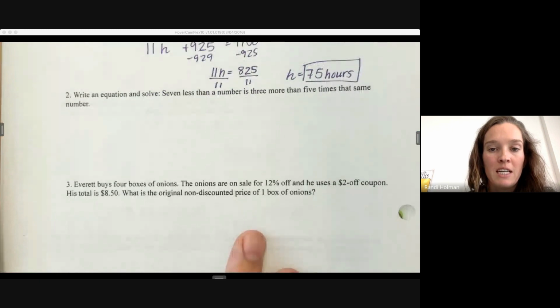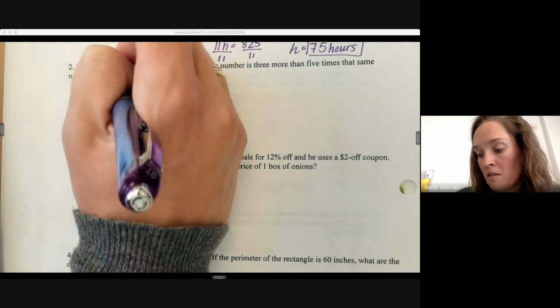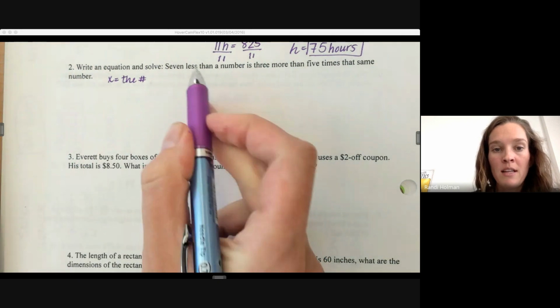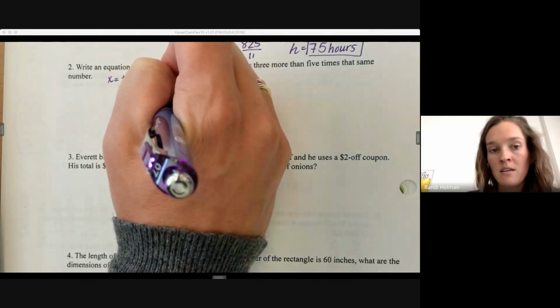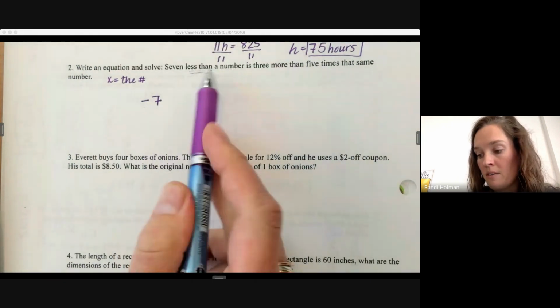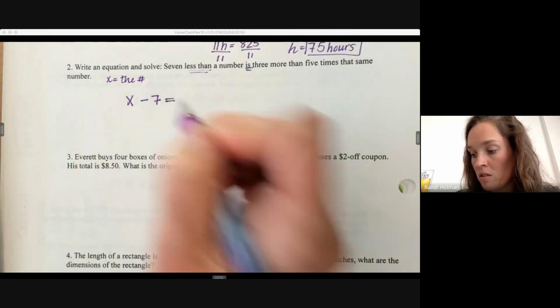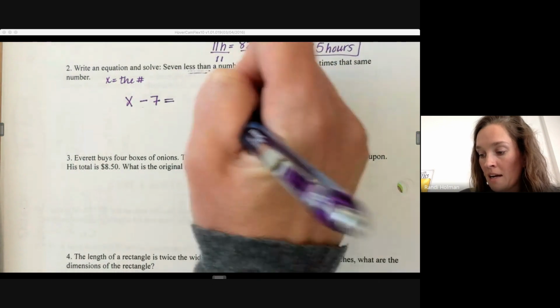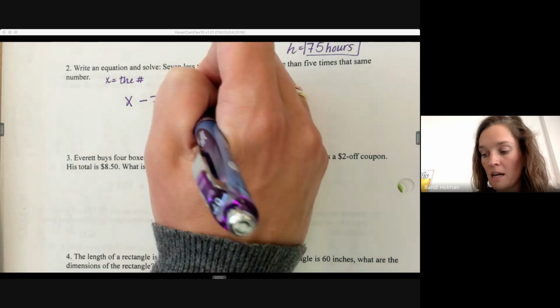Okay, second example here. Again, I'd encourage you to try it on your own first. Write an equation and solve. 7 less than a number is 3 more than 5 times that same number. So what we don't know here is the number. Okay, so define your variable. 7 less than. Anytime you see less than or greater than, think I'm taking 7 away from something. Something minus 7. 7 less than a number equals 3 more than, so I'm adding 3 to something. 3 more than what? 5 times that same number.